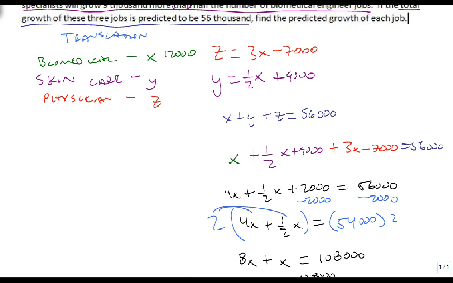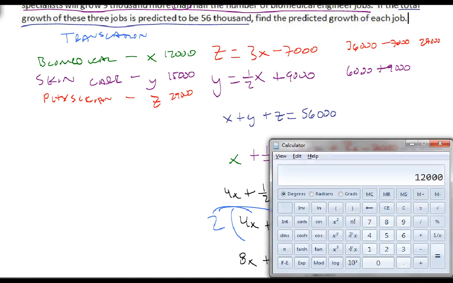To get our skin care, we take half of that, 6,000, plus 9,000 gives us 15,000. And 3 times that is 36, excuse me, 36,000 minus 7,000, which is 29,000.